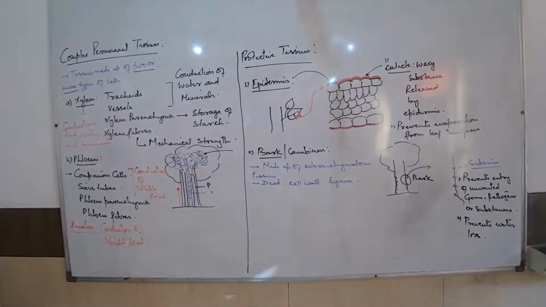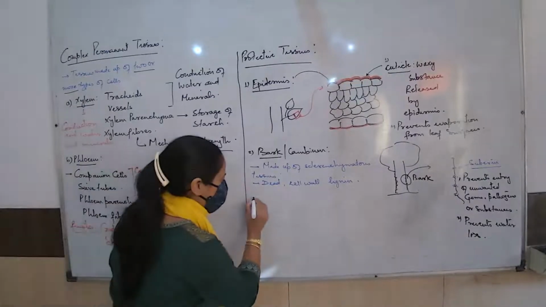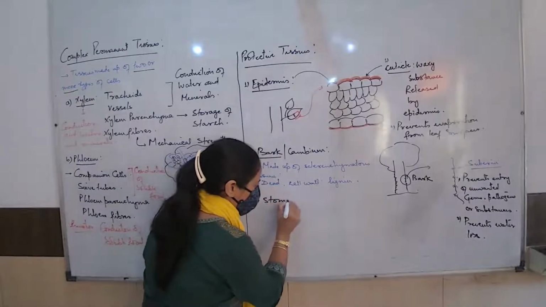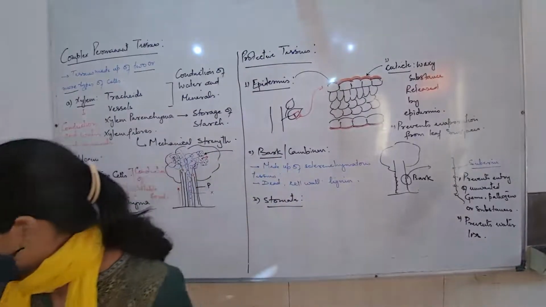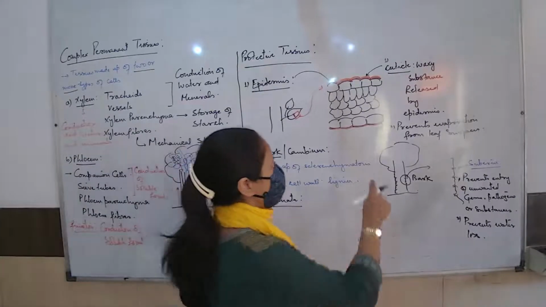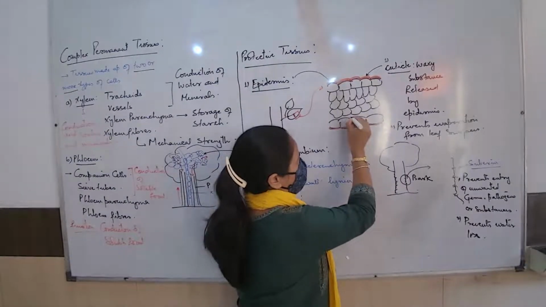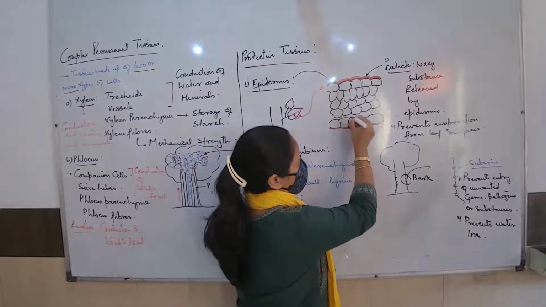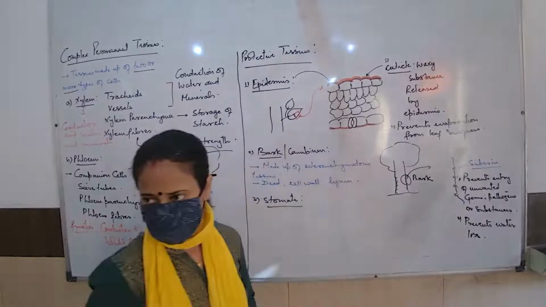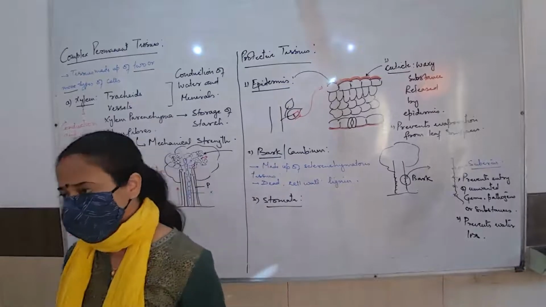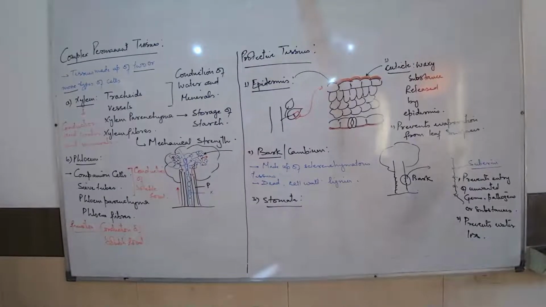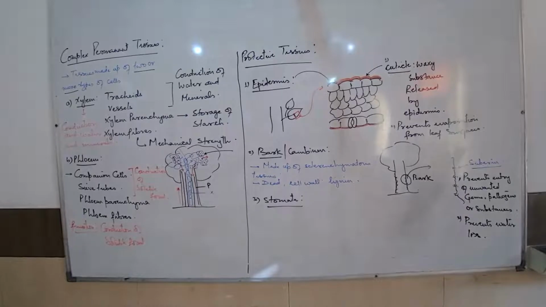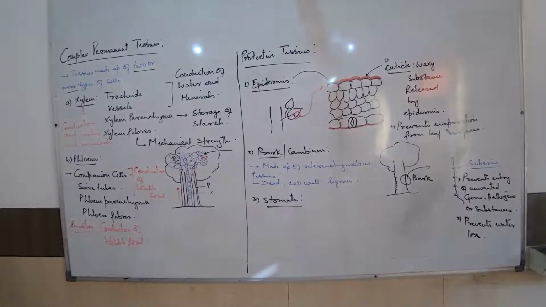So this is the second protective tissue that you have to understand, and the third is the stomata that we have to write. What is stomata? Now, again here, I am drawing the epidermis and a specialized structure, something like this. When I'm talking about the epidermis, upper and lower, what is so special about the lower epidermis? The lower epidermis has numerous pores.